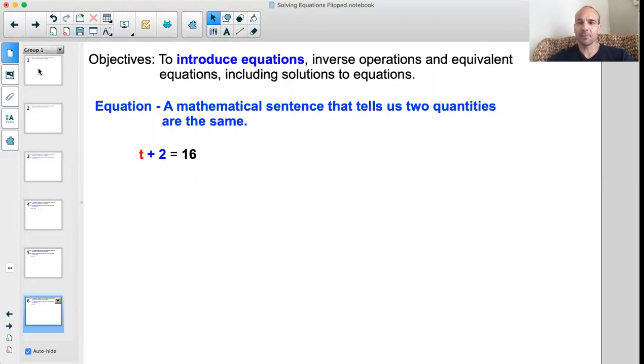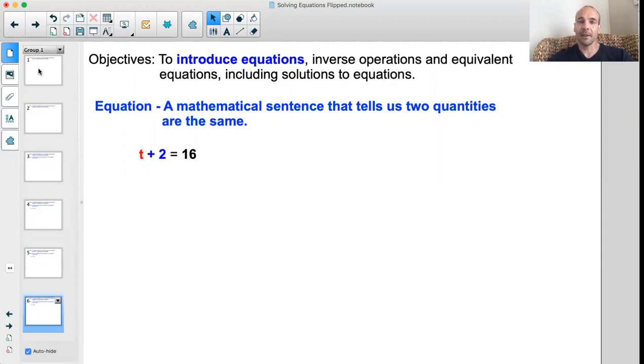But this is an equation which is ultimately true because the quantity T, Taylor, that's not 16. She wasn't a 16-year-old person. She was 14, it turned out. But her age plus 2 is equal to 16. So this is a mathematical sentence that tells us two quantities are the same. T plus 2 is equal to 16.